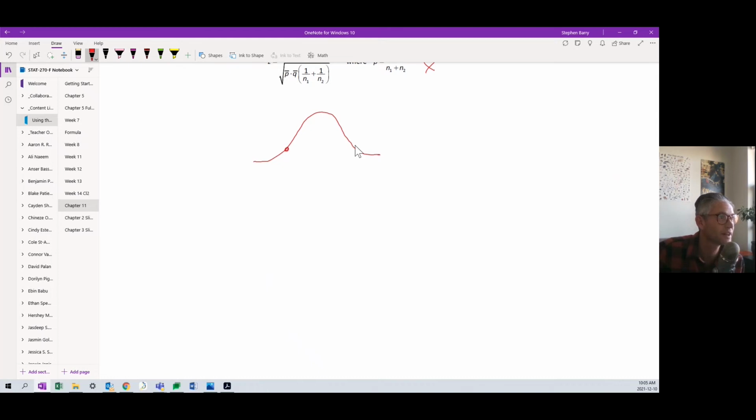Please make this diagram whenever you're doing a hypothesis test. It shows that you know what you're doing. It's a two-tail. What is my t? Alpha over 2.